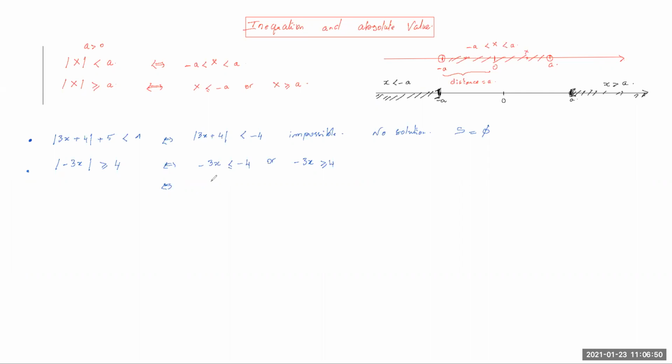But because minus 3 is negative, I need to be careful and change my inequality, so x is greater than or equal to minus 4 over minus 3. Or, similarly here, x will be less than or equal to 4 over minus 3, which is minus 4 over 3. I can write it here as 4 over 3. So you see, you can write it in terms of intervals.